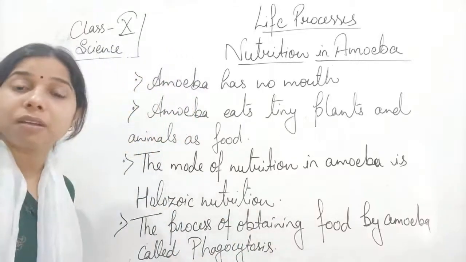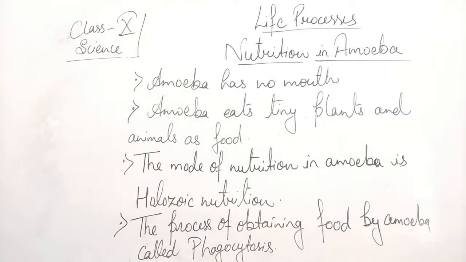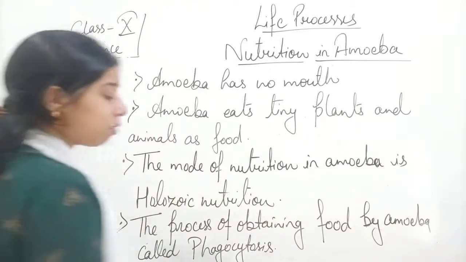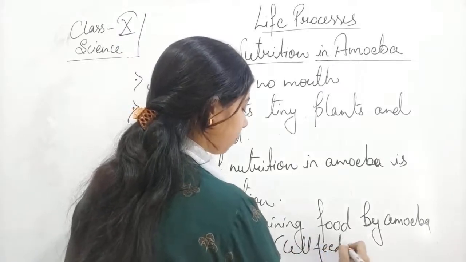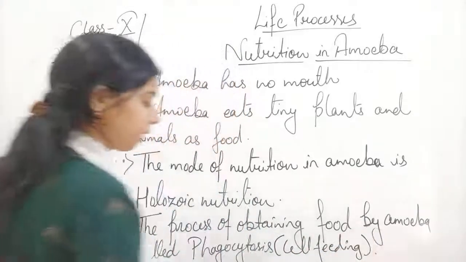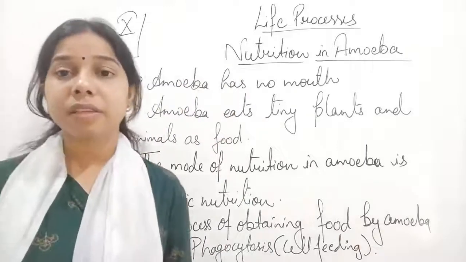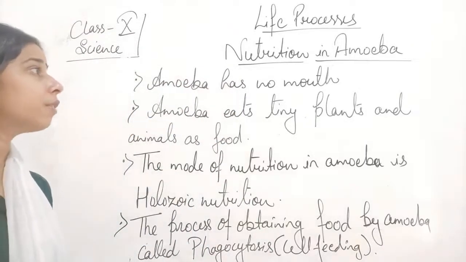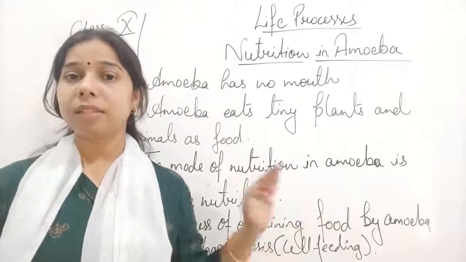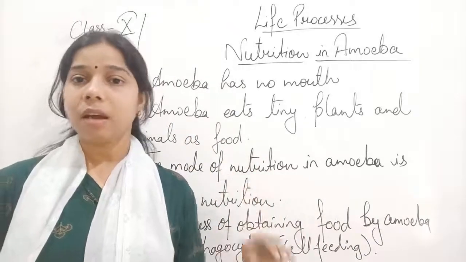That is called phagocytosis. So here phagocytosis means cell feeding. That is called cell feeding. So these are a few things that we should keep in mind before we start the nutrition in amoeba.